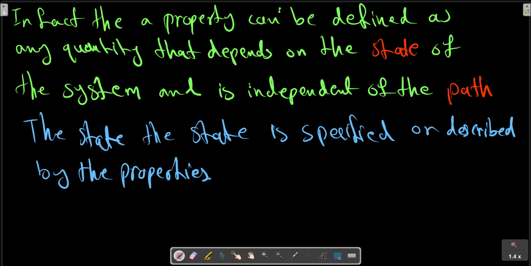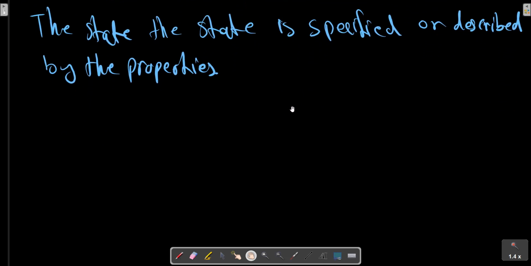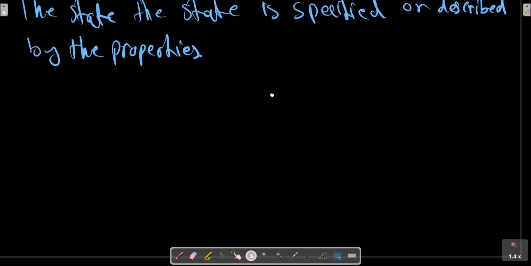Later we will consider the number of independent properties a substance can have, that is, the minimum number of properties that must be specified to fix the state of the substance. The thermodynamic properties can be divided into two general classes, intensive and extensive.